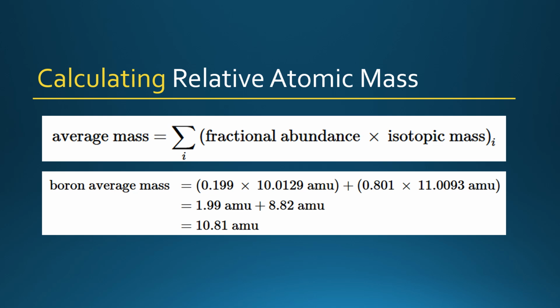In the example, you have two isotopes of boron, one with a mass of 10.0129 AMUs and one with a mass of 11.0093 AMUs. The first isotope represents 19.9% of the total, and the second is 80.1% of the total. You multiply the mass of the isotopes by the decimal version of the percentage, and then sum the values to get the relative or average atomic mass for the element.